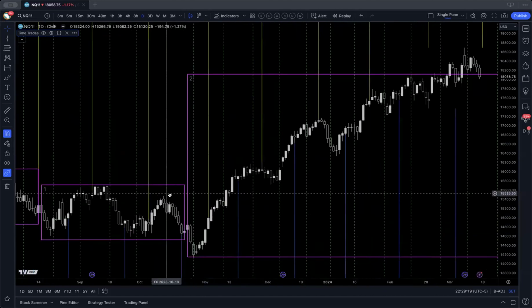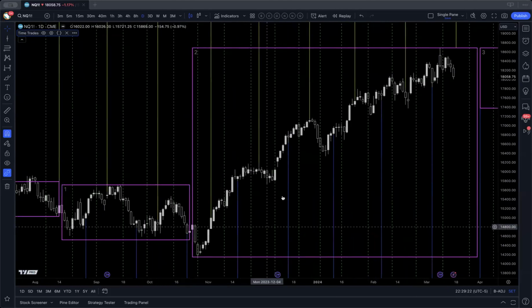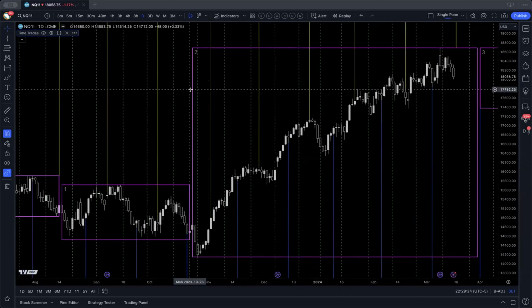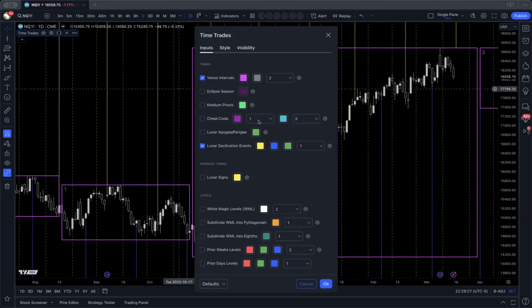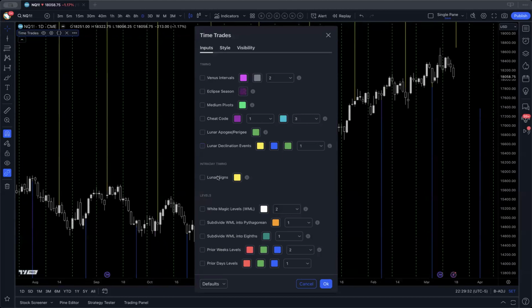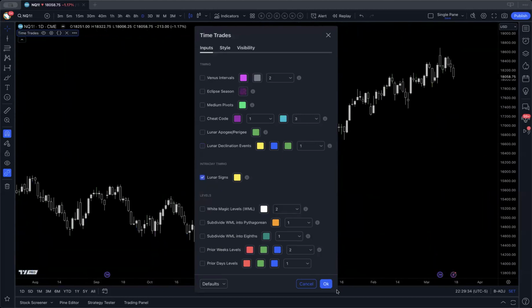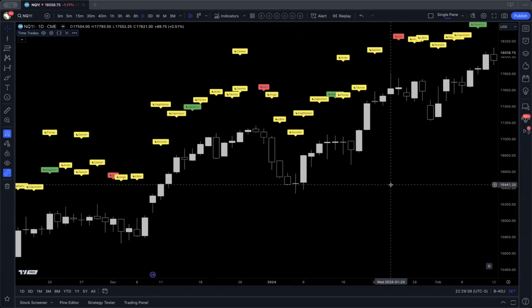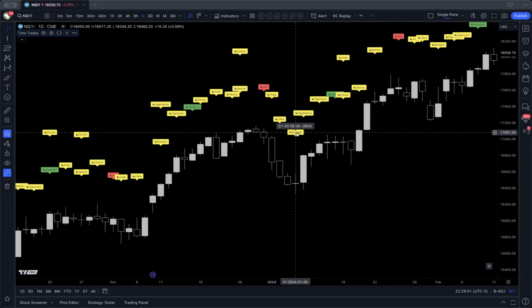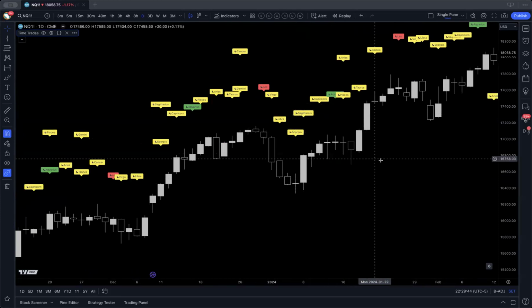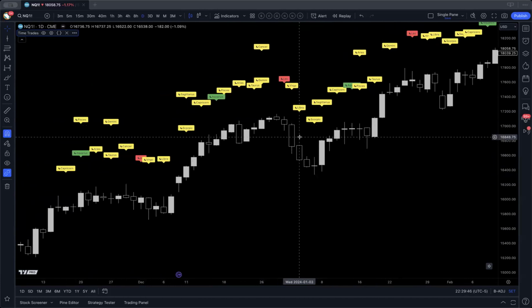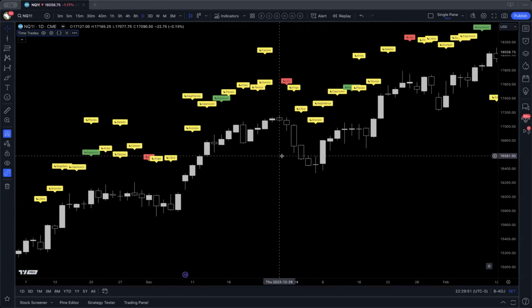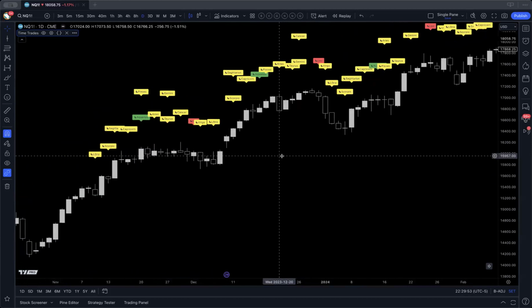All right, so there's some really interesting information here that you can pick up on using the time trade script. Okay, so that's lunar declination. We also have lunar signs in here. Now, this is a lot of labels, and it's best seen on an intraday chart, okay? But it does indicate where the moon enters a new geocentric sign. And you can pick up on some pretty good repeatable patterns here.